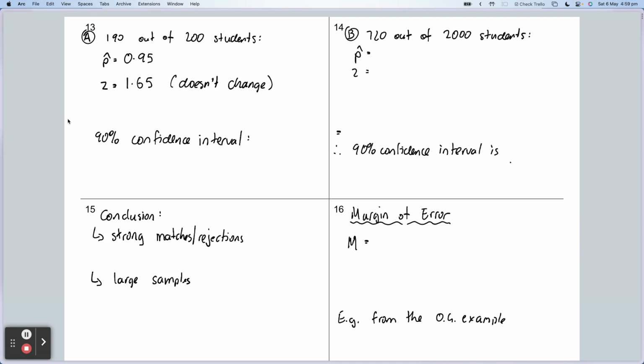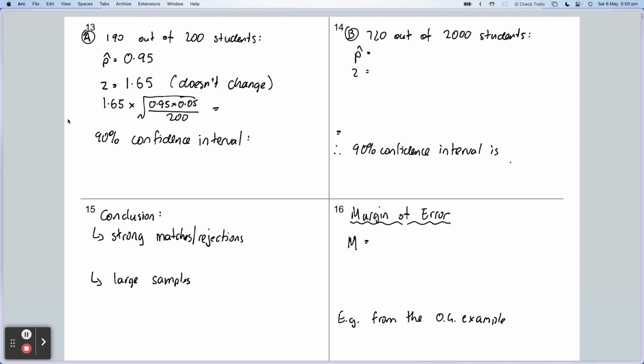Okay, so what does that mean then? We will have a calculation of 1.65. So this variation from the point estimate, p hat, is 1.65 multiplied by the square root of 0.95, now instead of 0.36, multiplied by 0.05 all over 200.